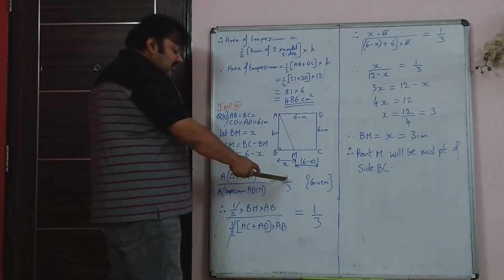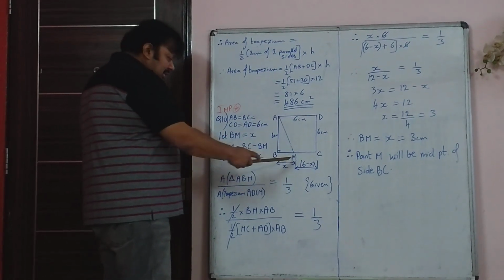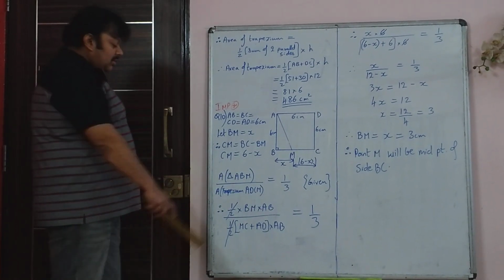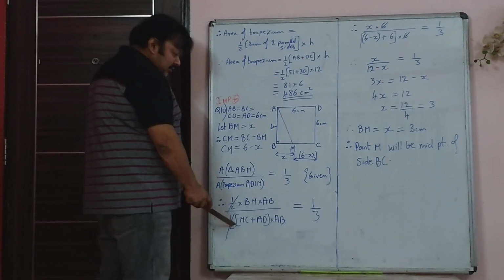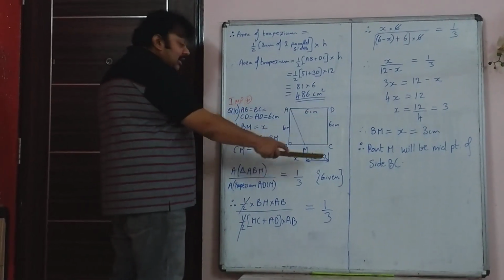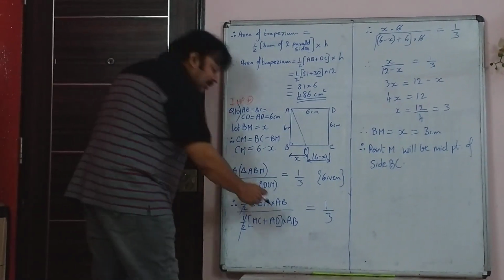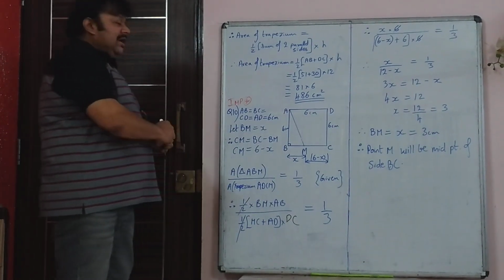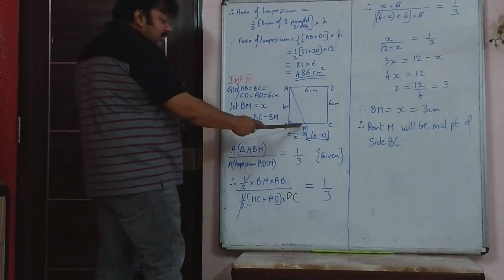So this ratio is given. Area of triangle ABM is half into base BM into height AB. That's the area of triangle ABM. Now area of the trapezium ADCM is half into sum of the two parallel sides, MC plus AD, into, actually it is DC. You can write it as DC. But DC and AB are the same. They are both going to be equal to 6 centimeter. So that is 1 upon 3. So half and half will get cut. BM, you took it as X.